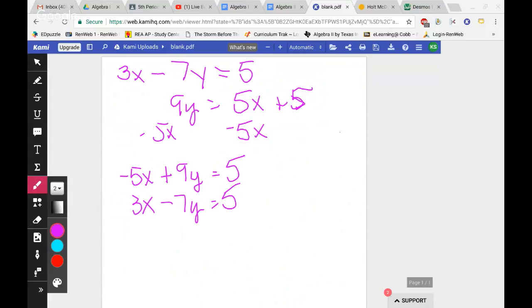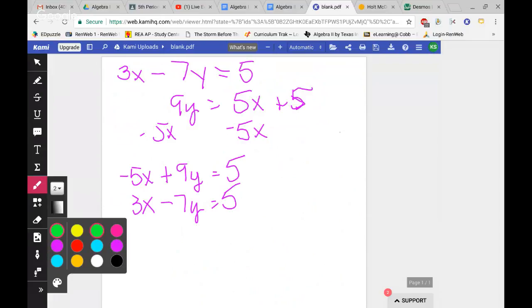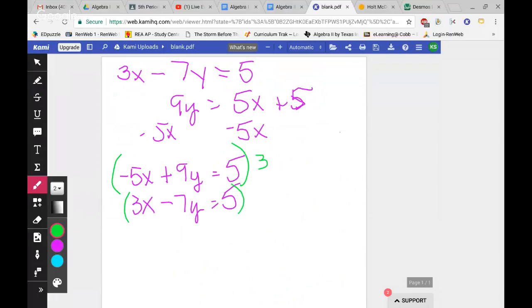Negative 5x equation by 3. Good job. And the 3x equation by 5. Good job. Way to go. You're absolutely correct. So I will do that. This one by 3 and that one by 5.